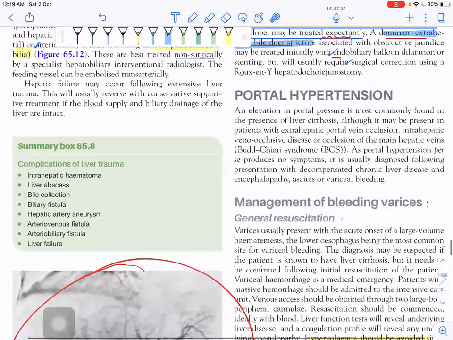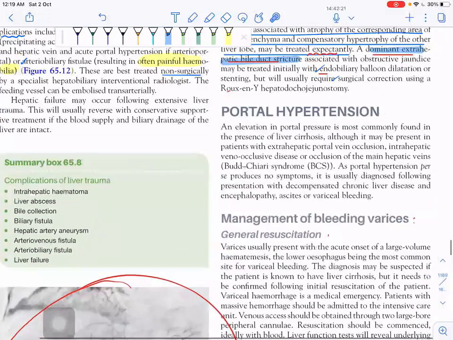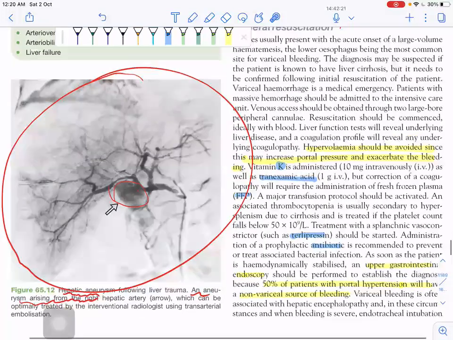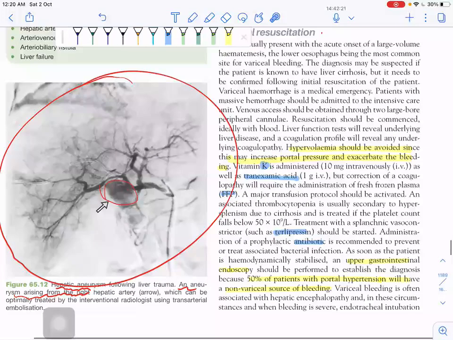Then we come to portal hypertension. Just see these points. Hypervolemia should be avoided since this may increase portal pressure and exacerbate the bleeding. First point. Then, the drugs you have to give to achieve coagulation: vitamin K, tranexamic acid 1 gram IV. But correction of coagulopathy will require the administration of FFP. So vitamin K, tranexamic acid, FFP also you are giving.